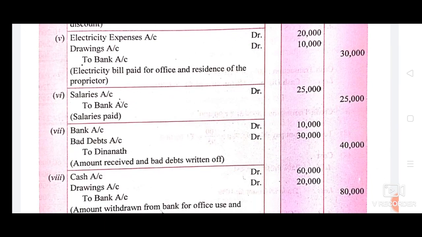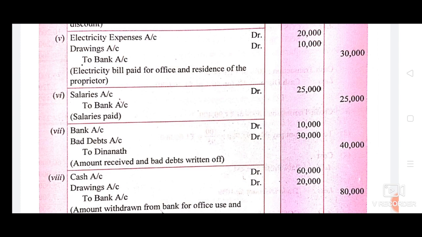Electricity expenses paid by check for office rupees 20,000 and for residence of proprietor rupees 10,000. So 20,000 is office expense and 10,000 is drawings. So the entry is electricity expenses account debit 20,000, which is for office. Drawings account debited rupees 10,000, which is for the residence of the proprietor, that is for personal use of proprietor. So for that drawings account is debited. To bank account, total amount goes out from bank rupees 30,000 as the electricity bill was paid by check.